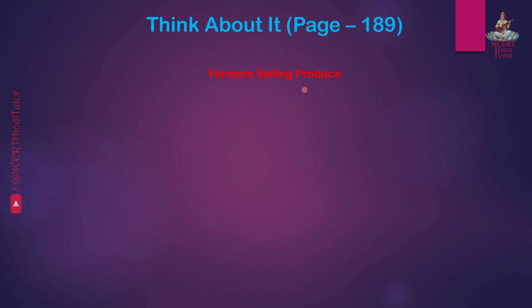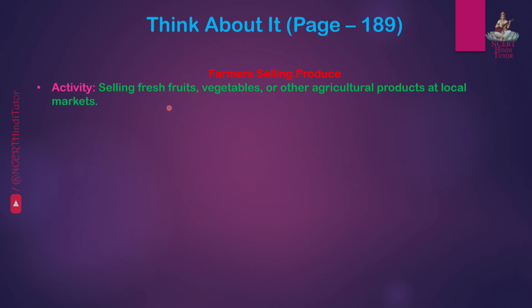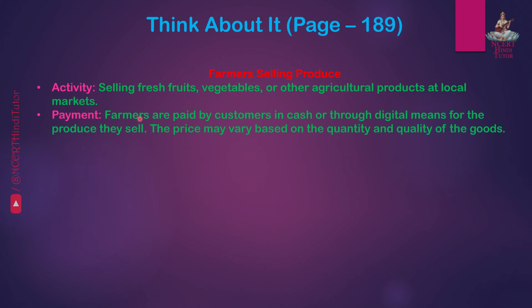Next, farmers selling produce, activity: selling fresh fruits, vegetables, or other agricultural products at local markets. Payment: farmers are paid by customers in cash or through digital means for the produce they sell. The price may vary based on the quantity and quality of the goods.